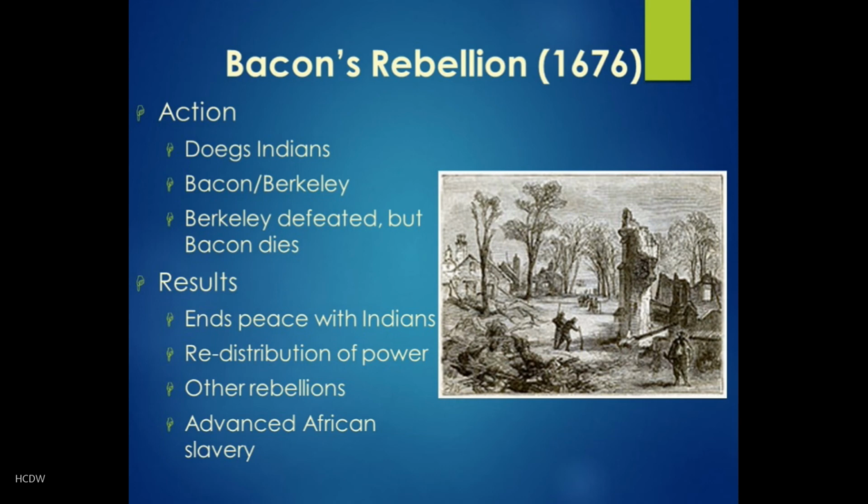So what are the results of Bacon's Rebellion? Well, as we saw with King Philip's War, it ended peaceful relations with the Indians in this area, and actually allowed for further expansion of the settlement. The ruling clique, in the aftermath of Bacon's Rebellion, recognizes the need to include this newer generation, and thus the civil list is expanded beyond just those of the old power structure. It's expanded to include people like Bacon and those around him.